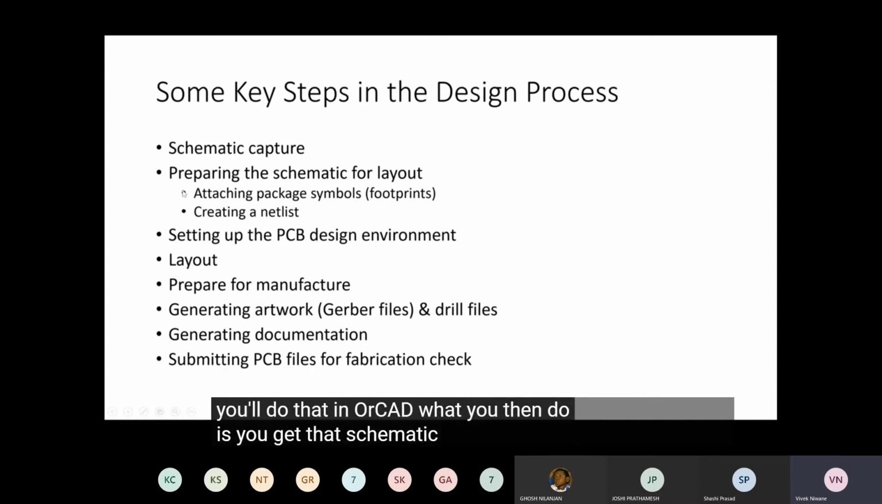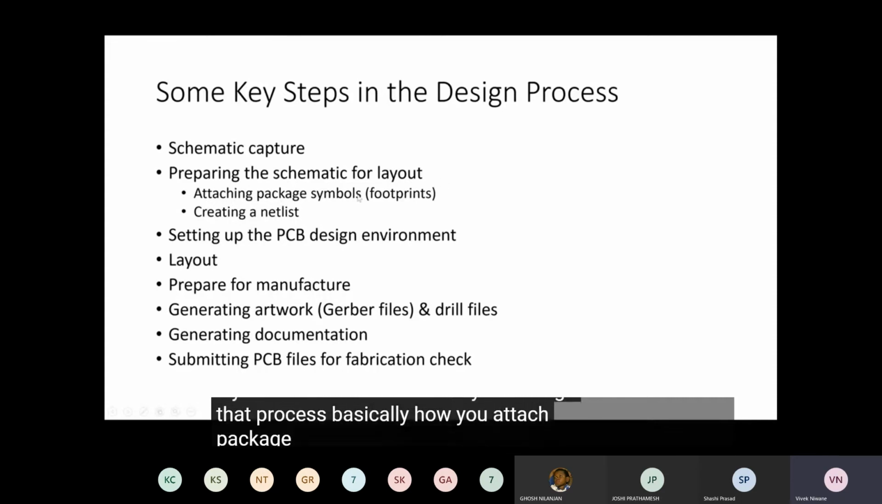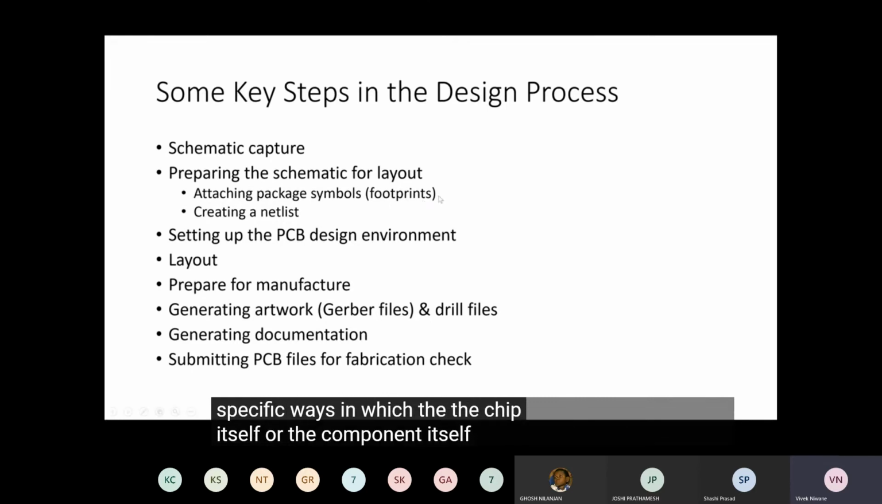What you then do is get that schematic ready for layout. Chandan will walk you through that process, basically how you attach package symbols, specifically what we call footprints. In other words, how we go about putting in the specific ways in which the chip or the component itself is laid out. So there are some basic mechanical things we need to get you introduced to. And then creating a net list, which is an important element of the manufacturing process. This net list creates a list of all the nodes in the circuit and tells us where all the nodes are connected.